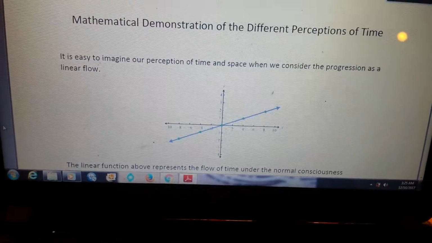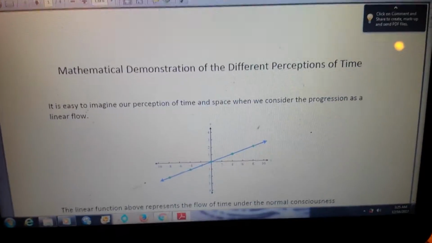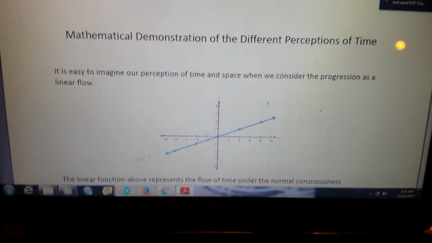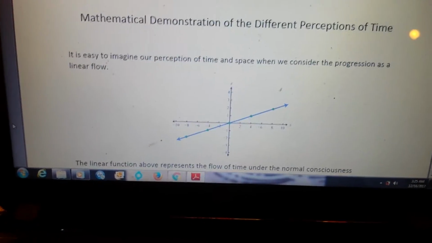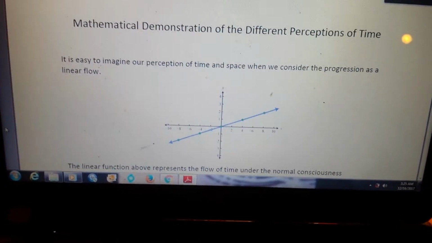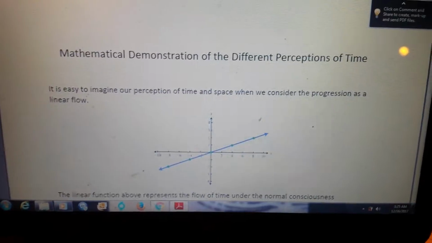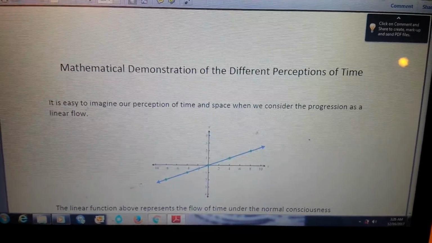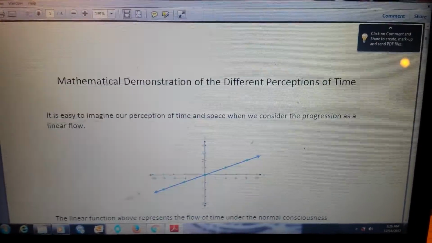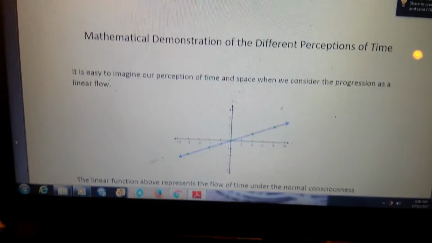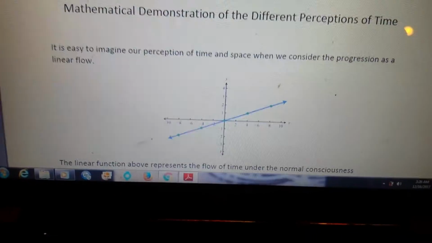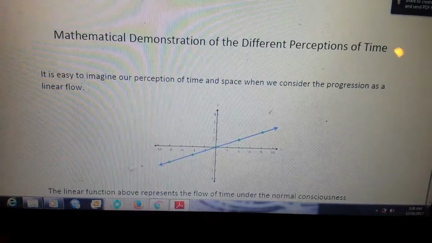It was crazy. And when I woke up, I remembered it, and I was really deeply thinking about it. And then that night, I figured out a mathematical demonstration of what I witnessed. Okay, so I'm gonna read it here.